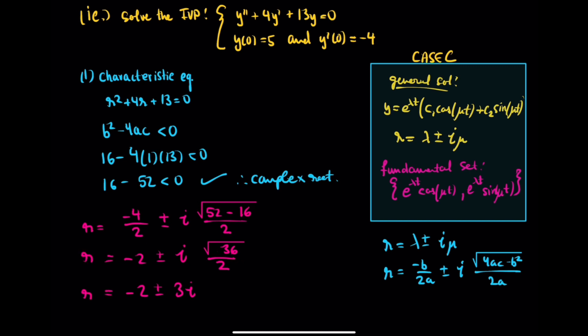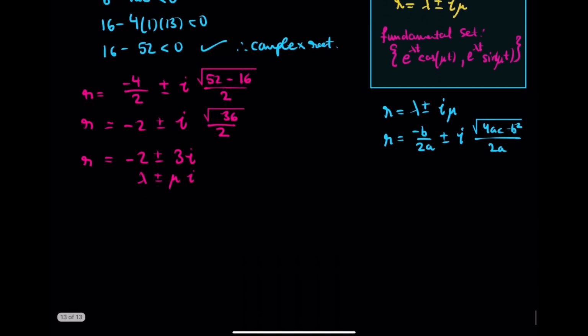And r is lambda plus minus mu i. Okay? So now we have to create the fundamental set. Let's do that.